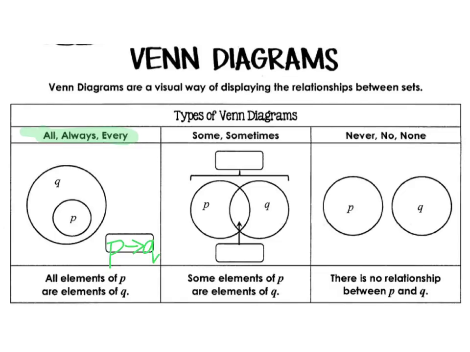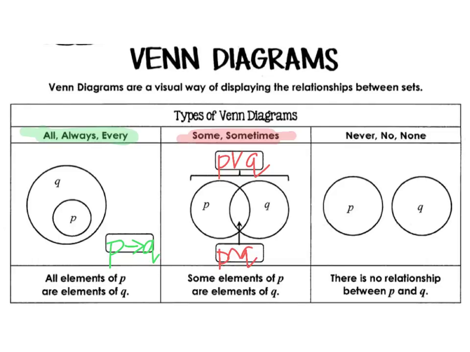The second type of Venn diagram that we will see is our some, or sometimes, Venn diagrams. They always look like this, all right? When we're talking about where the circles overlap, that is always going to be our conjunction, so that's always going to be our P and Q. The entire Venn diagram represents P or Q, or our disjunction. Basically, what this Venn diagram represents is that some elements of P are elements of Q.